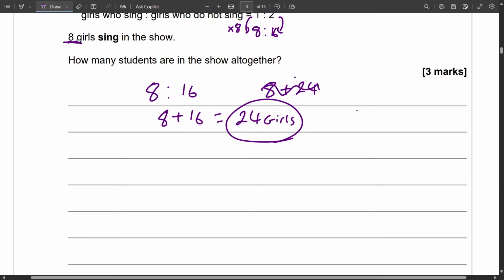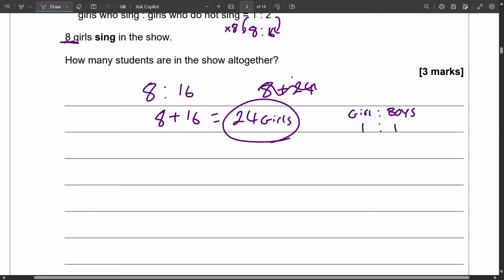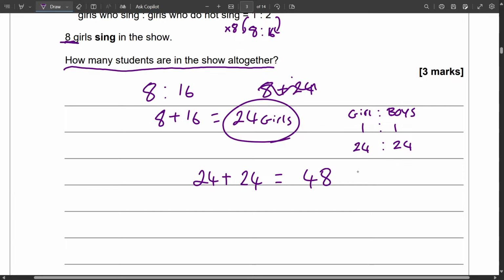Now remember, the girls to boys ratio is 1 to 1. That means for every one girl, there is one boy. It doesn't matter whether they sing or not. So if you have 24 girls, that means there are 24 boys. The question is, how many students are there altogether in the show? There are 24 girls and 24 boys, so altogether we have 24 plus 24, that is 48 students.